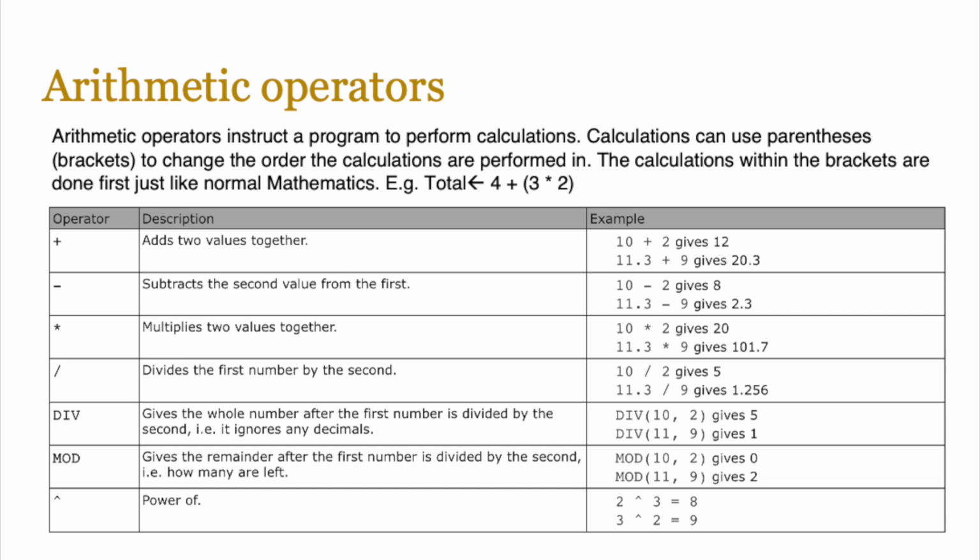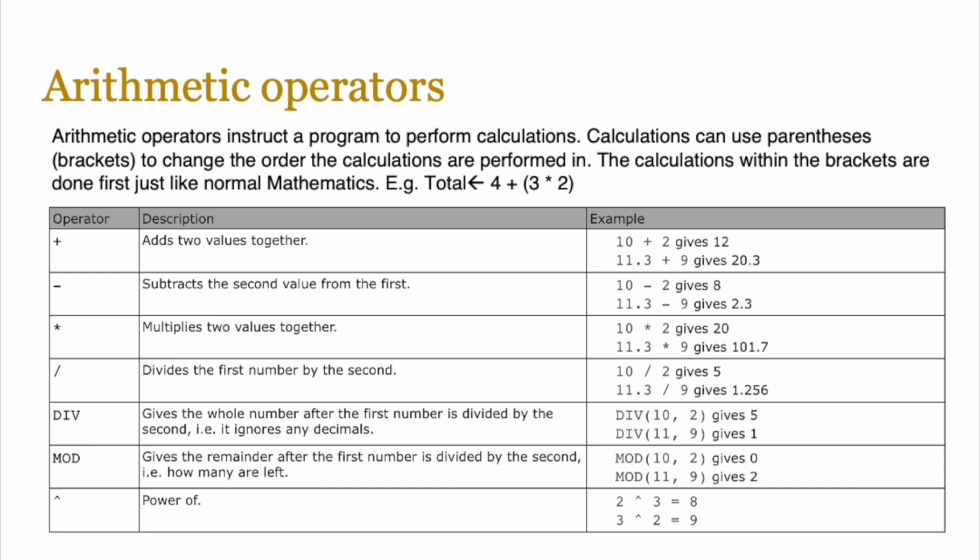Now, input and output are pretty basic commands. Let's look at something a bit more complex, arithmetic operators. Sometimes you will need to instruct a program to perform calculations, and calculations can use parentheses or brackets to change the order, just like normal maths. For example, we can assign a calculation to the variable total by simply saying 4 plus brackets 3 times 2. So this is just like normal maths. 3 times 2 is 6, 6 plus 4 is 10, and 10 is assigned to total.